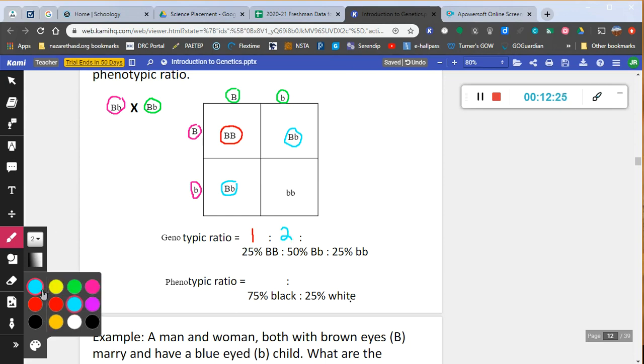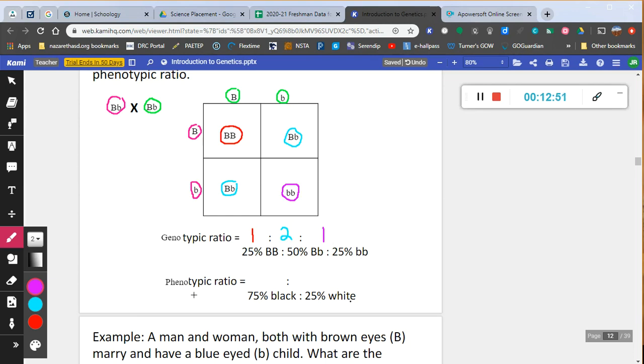And the last one is how many of the offspring are homozygous recessive? 1. So my genotypic ratio in this case is 1, 2, 1. 1, or 25% homozygous dominant, 2 that are heterozygous, or 50%, and 1, or 25% homozygous recessive.